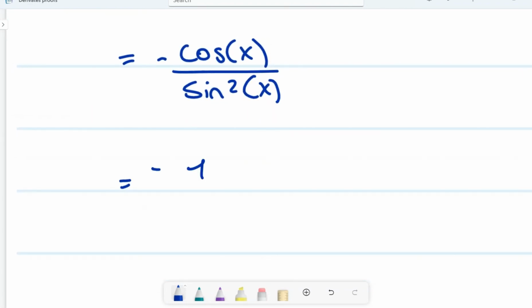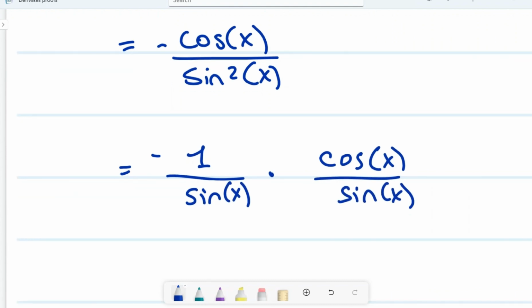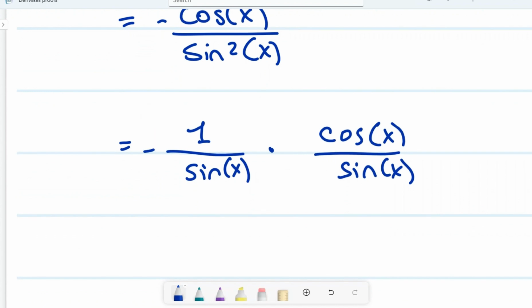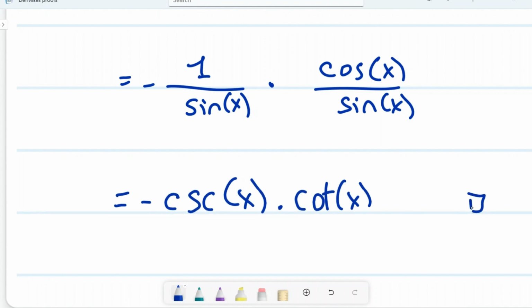And this, as we did earlier, we can split into two fractions that are multiplied. So we can put the negative outside. This gives us negative times 1 divided by sine of x times cos of x divided by sine of x. And if you noticed, 1 divided by sine of x is cosecant of x, and cos of x divided by sine of x is cotangent of x.